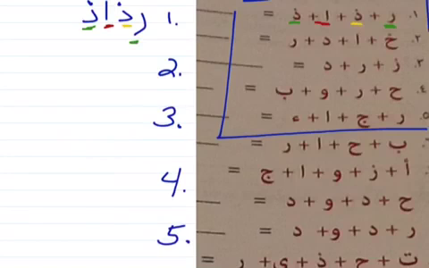Okay, number 2, start with Jim, Alif, Dal, Ra. Make the Jim green. Alif yellow, Dal red, and Ra can stay blue.